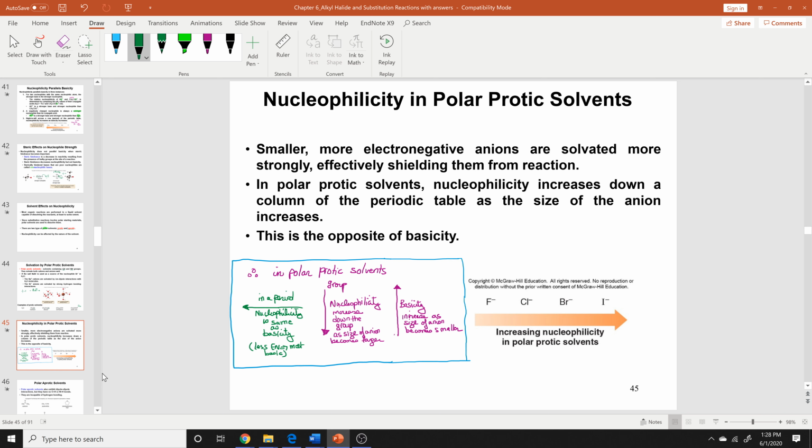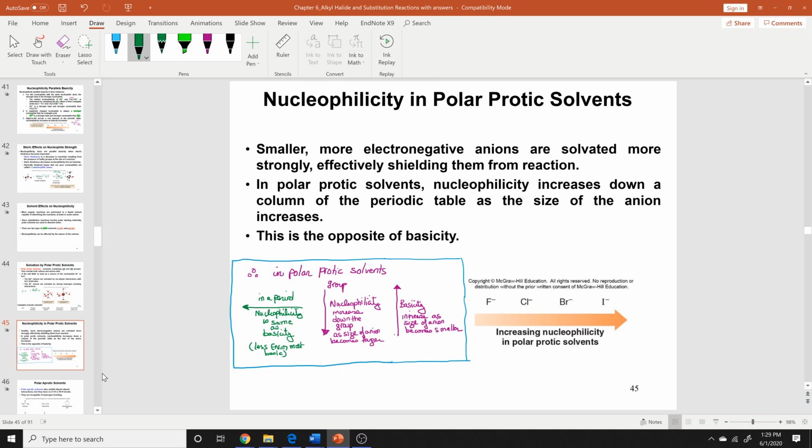So if I am working with smaller, more electronegative nucleophiles and ions, these are going to dissolve in these types of solvents. So in polar protic solvents, normally nucleophilicity increases down the column of the periodic table as the size of the anion increases. That is going to be opposite of basicity. I made a small chart here for polar protic solvents.